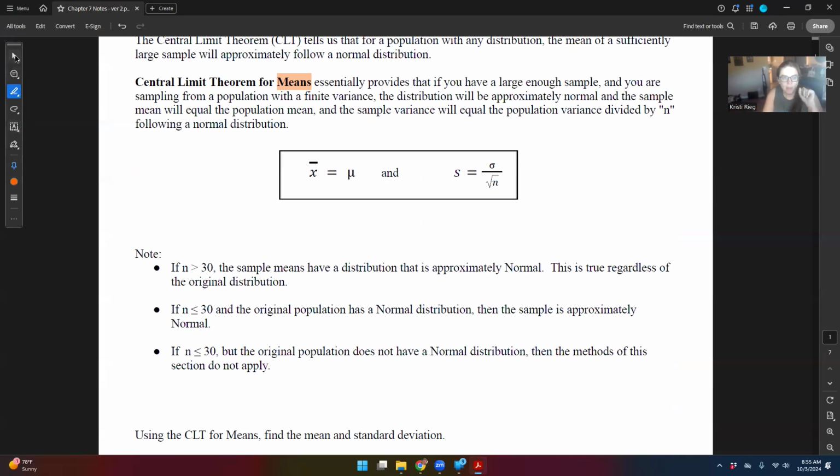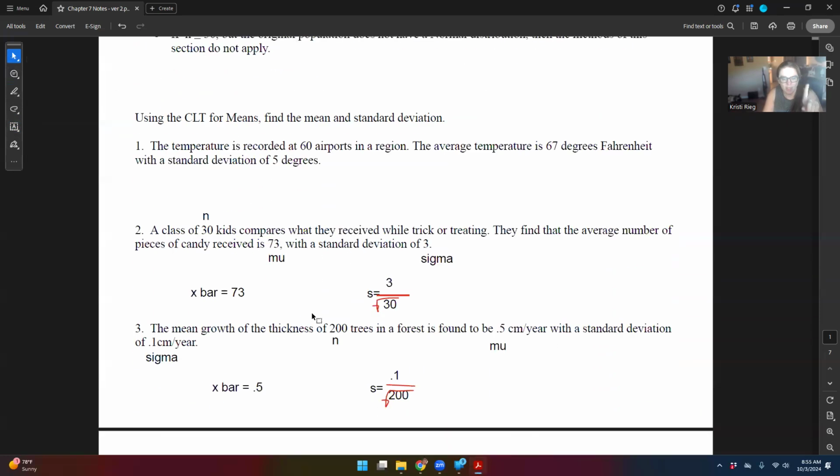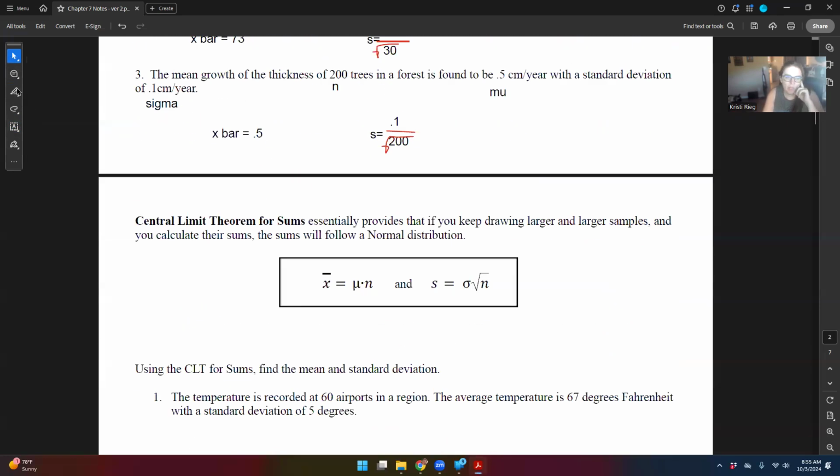Okay, now we switch. We are going to talk on the second page about the central limit theorem for sums. So this is a little different. Let me just kind of talk about what these two things are doing. So we have a sample. For the central limit theorem for means, we pick some out of our sample and find the average. We pick some more, find the average, pick some more, find the average. And we put all those averages together. We're going to use the central limit theorem for means.